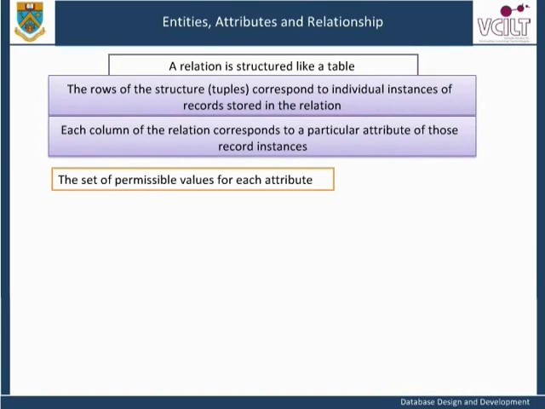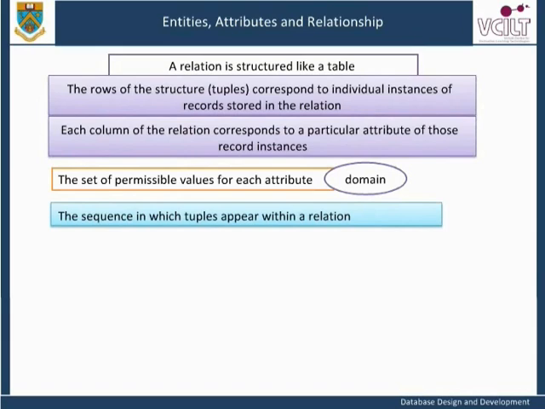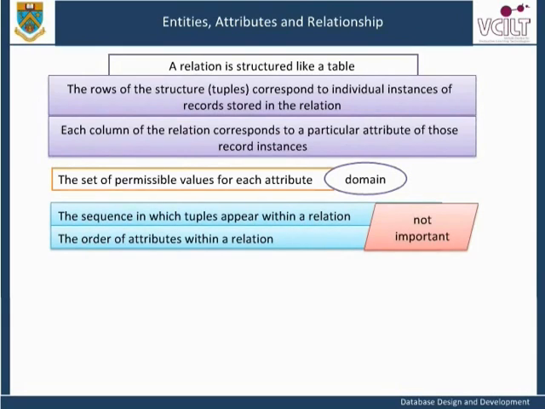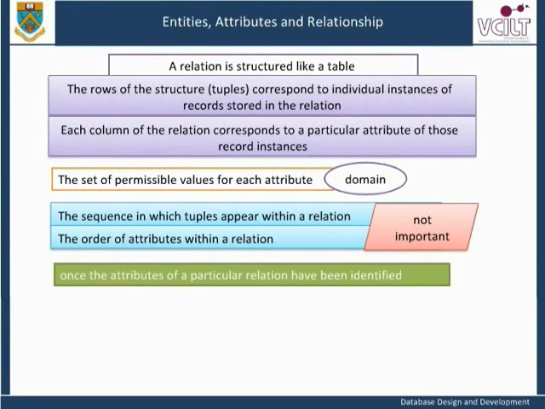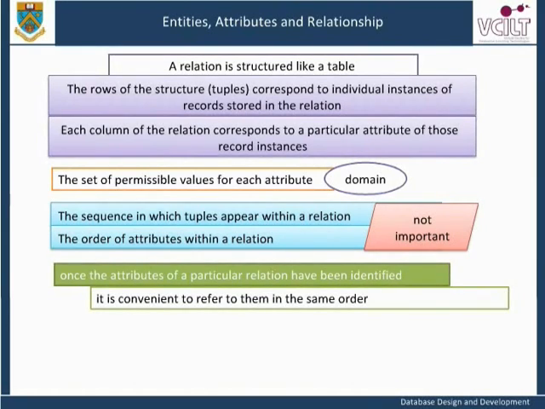The set of permissible values for each attribute is called the domain for that attribute. It can be seen that the domain for the attribute color in the stationery relation in the next slide includes the values red, blue, green, white, yellow, and black. Other colors may be permitted, but are not shown in the relation. The sequence in which tuples appear within a relation is not important, and the order of attributes within a relation is of no significance. However, once the attributes of a particular relation have been identified, it is convenient to refer to them in the same order.